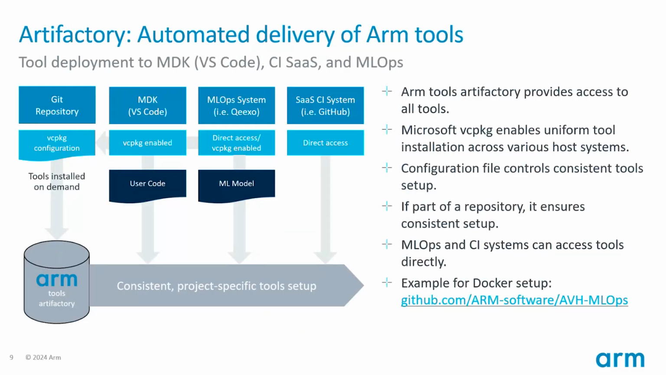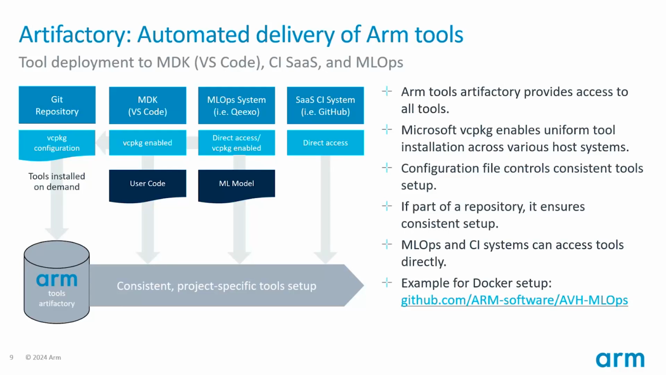Here, another view on the Artifactory I was already talking about. And here's the important thing: while you can download everything from the Artifactory, also using, for example, curl, we are using in VS Code a tool called vcpkg, which is a package manager from Microsoft that again also works under all host operating systems. So you can use it also on Mac and Linux, and that helps you to install the tools on demand from the tools Artifactory, and with that you can get a consistent project-specific tool setup with different workflows.